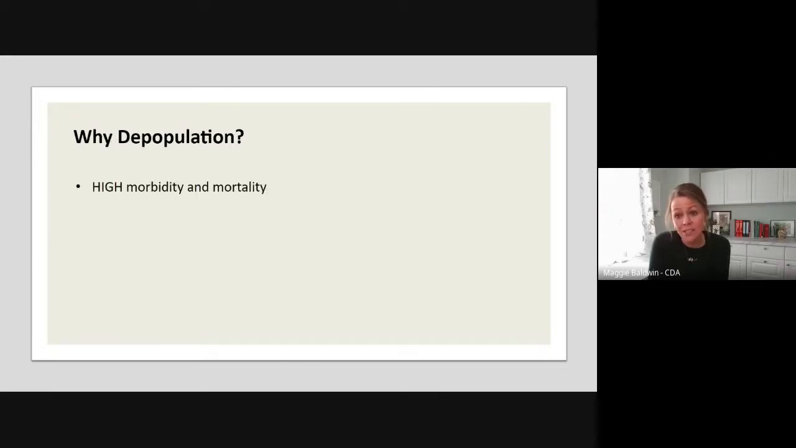One, of course, is it's a disease of high morbidity and high mortality. So usually these birds get sick very quickly, and they die very quickly from the disease. A lot of times just sudden death. So there's no treatment and no approved vaccine strategy. So really the only method of control that we have is to eliminate the virus, and depopulation is the means to do that.